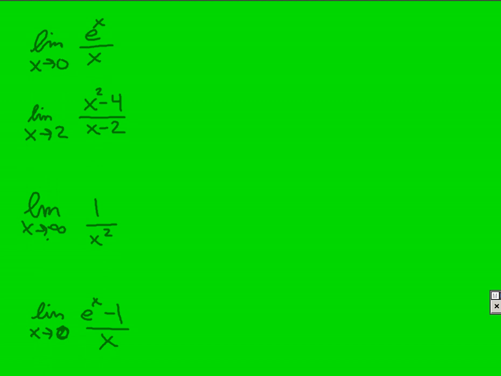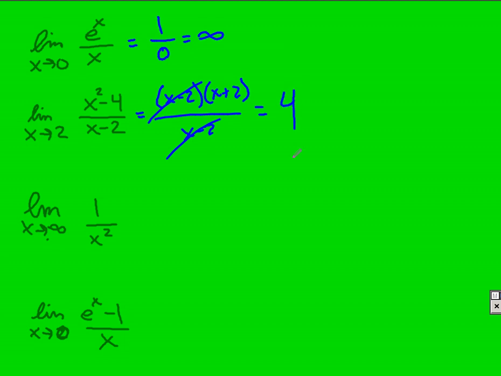Now, just to say a couple more, e to the 0 is 1. 1 divided by 0, we said was infinity. In this one here, I can factor this: x minus 2 over x plus 2, x minus 2 on the bottom. Now my x minus 2's can cancel, which just leaves me, now I can plug in my 2 and get a limit of 4.